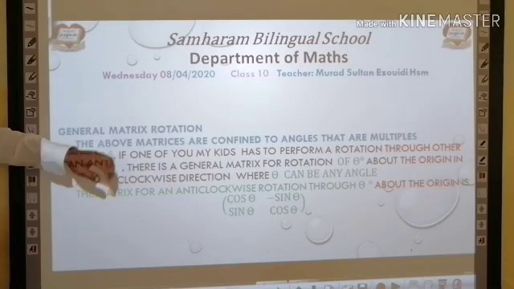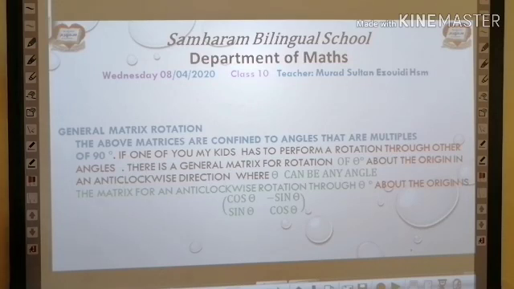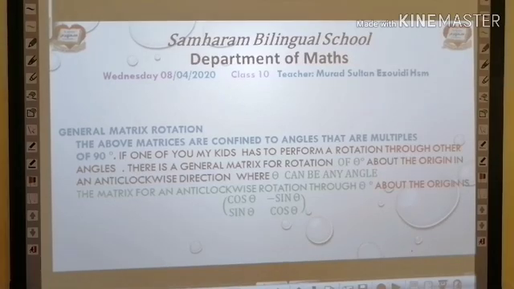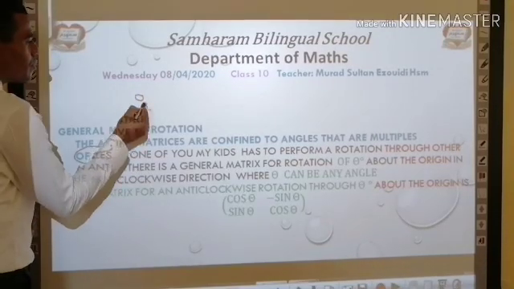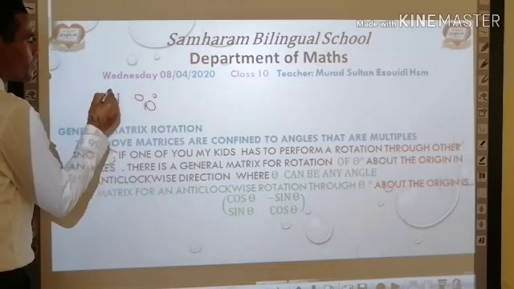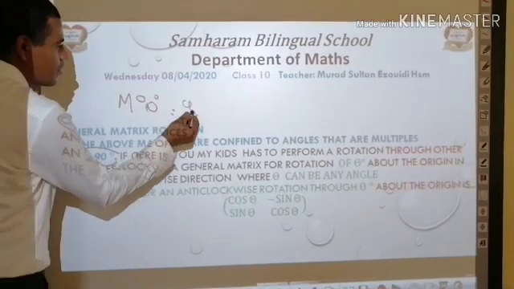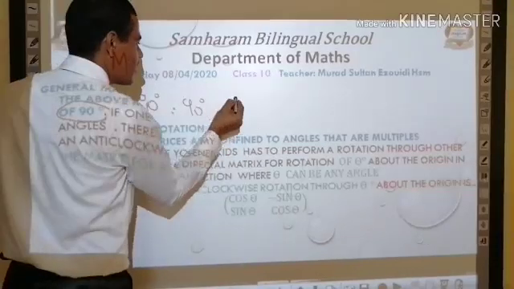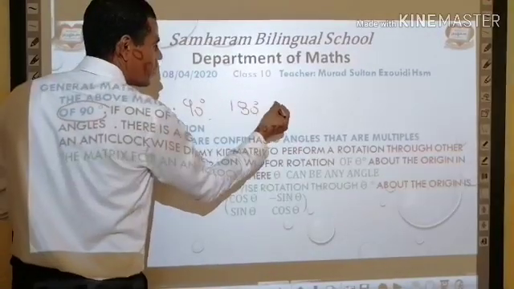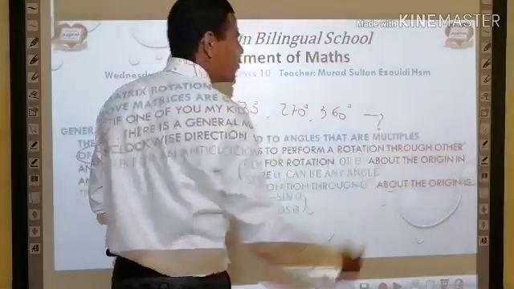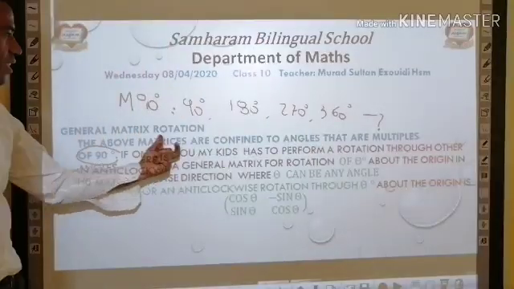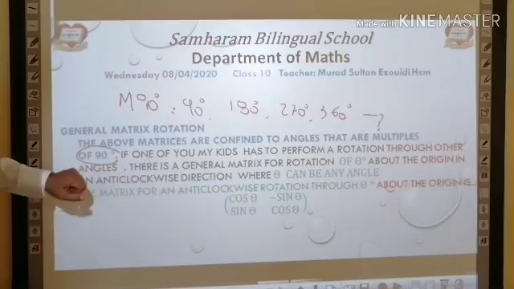Okay, general matrix. So, I reiterate, the above matrices are confined to angles that are multiples of 90 degrees. For example, 90 degrees. The multiples of 90 degrees, my kids, are what? 90 degrees, then 180, then 270, then 360 degrees, of course, and so on. So, the above matrices are confined to angles that are multiples of 90 degrees.